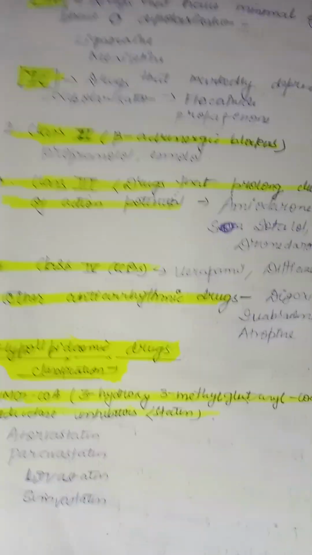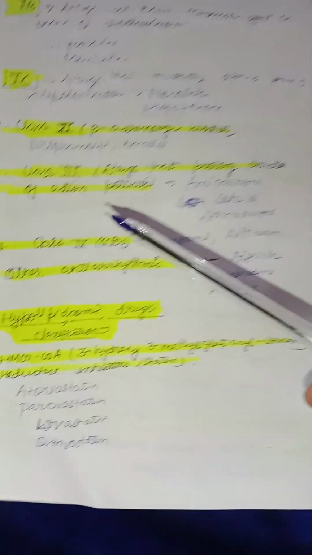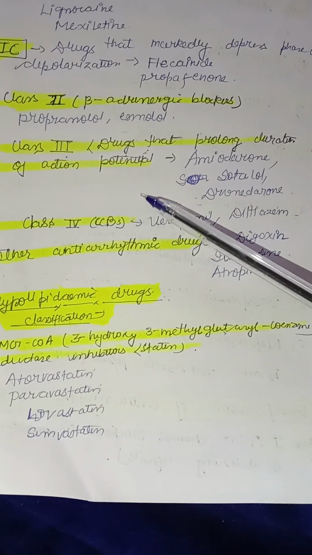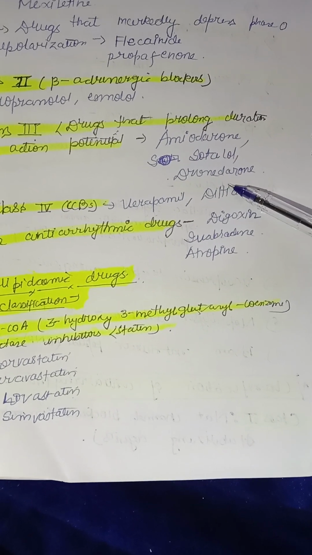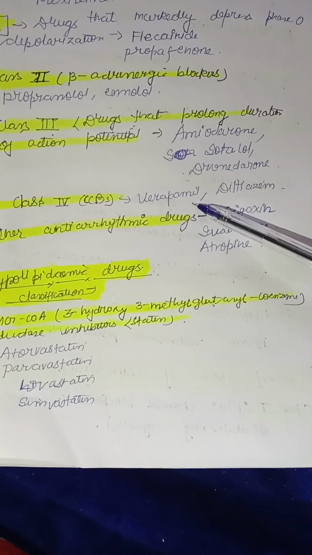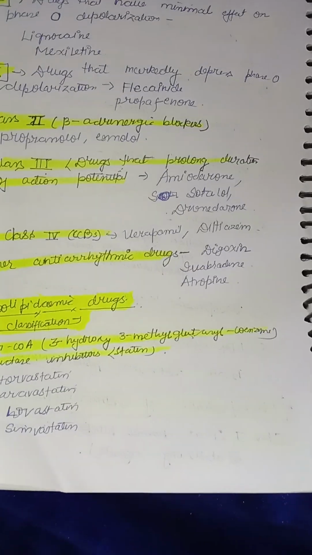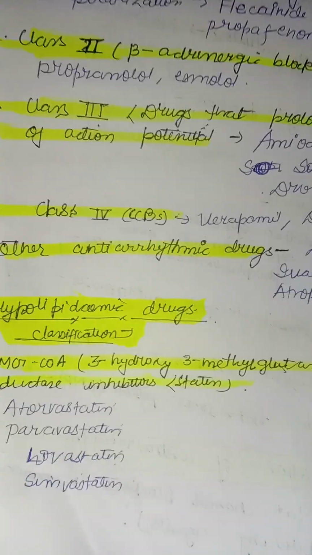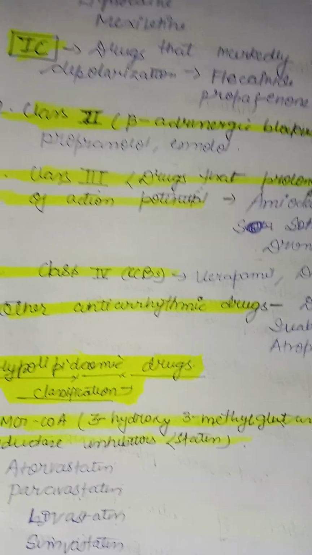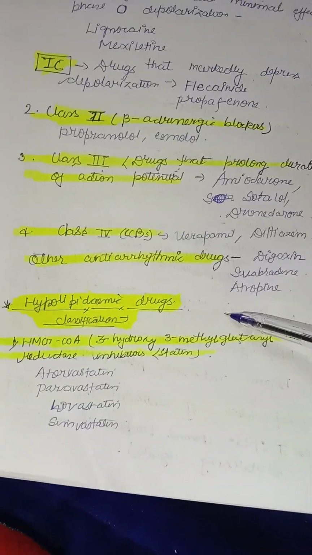Then we have class 2 beta adrenergic blockers like propranolol and esmolol. Then we have class 3, drugs that prolong duration of action potential like amiodarone, sotalol, dronedarone. Then we have class 4 CCBs, verapamil and diltiazem, and other antiarrhythmic drugs like digoxin. Here, see digoxin, and then ivabradine and atropine. Then we have hypolipidemic drugs.